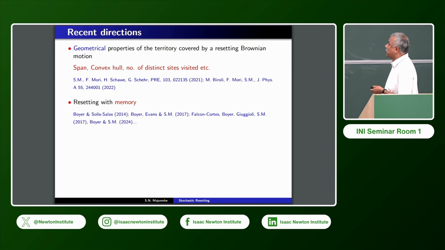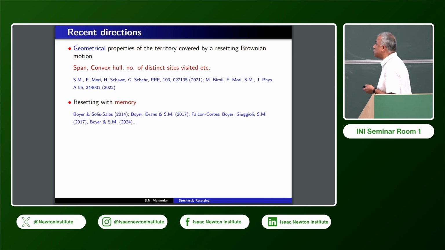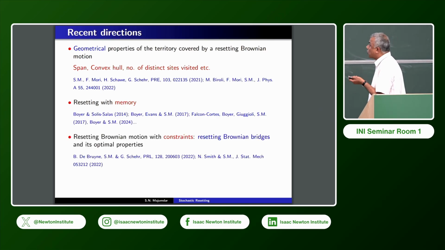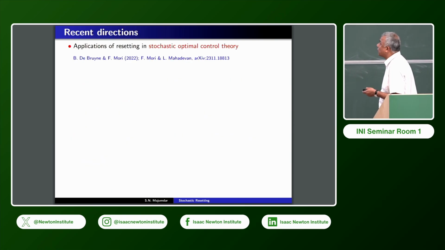People are studying also resetting with memory. Of course, in the presence of memory, these processes become non-Markovian, and it's much harder to compute the first passage properties and so on. And then with constraints, in some cases, you have resetting Brownian bridges, for example, and their optimal properties are also interesting. First passage resetting, that means you don't reset at random time, but you reset only when it reaches a certain level, and then you reset. So this is called first passage resetting.